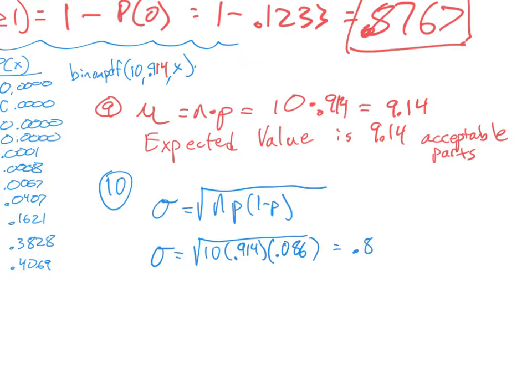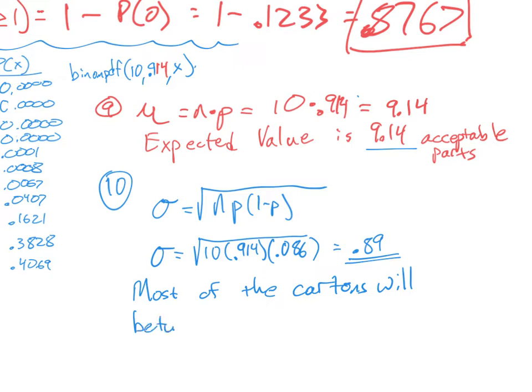And so this tells us 0.89, it's close to 1, all right? So we could say most of the boxes, or the cartons, I think they called it, will have about 1, so the average is about 9. If we go up and down 1, that puts us at about 8 and about 10. So it will have between 8 and 10 acceptable parts.